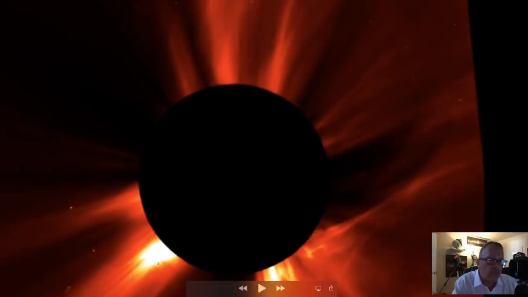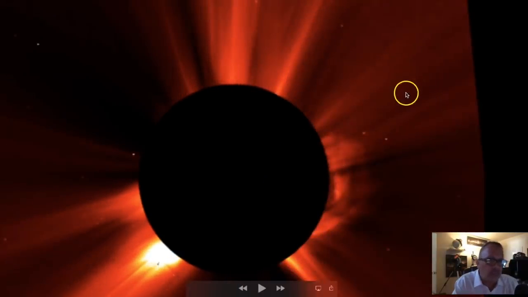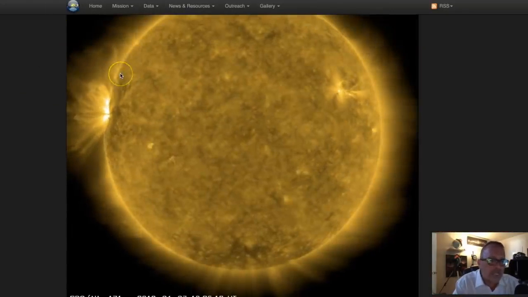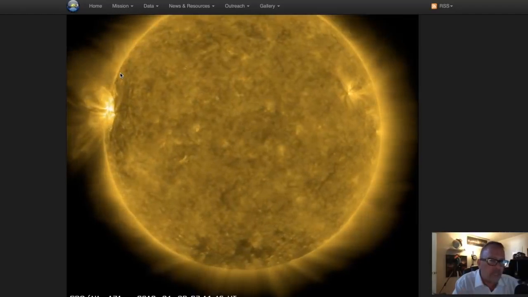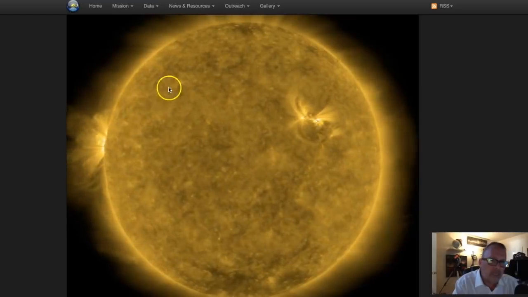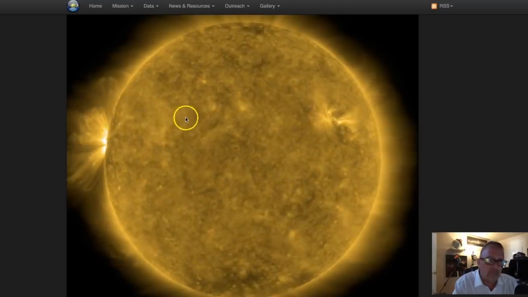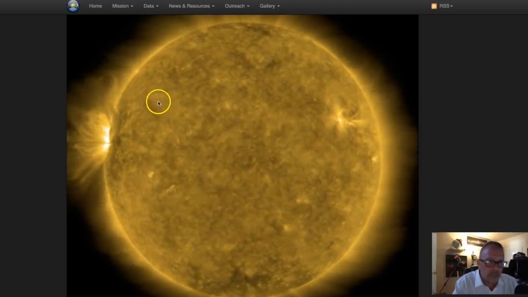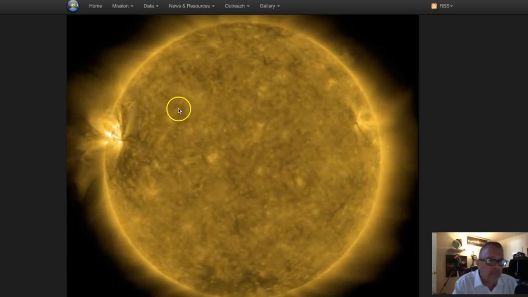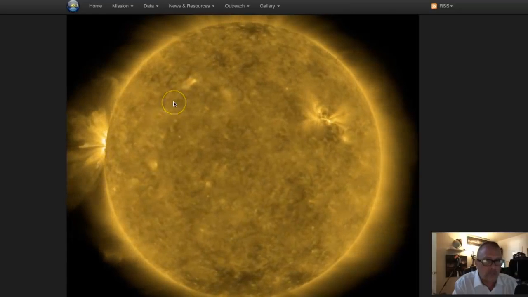But the thing about this one was its incredible speed. It was moving off of the surface of the sun at over 6 million miles per hour. That's faster than the movement of the event that caused the Carrington event back in 1859. And the Carrington event spawned from an area right up in here. That's where the solar flare came from. There was a collection of sunspots in this area right here. There was probably a collection of 5. There was one main one, and then there were 3 or 4 smaller ones. And that's where the Carrington event came from.